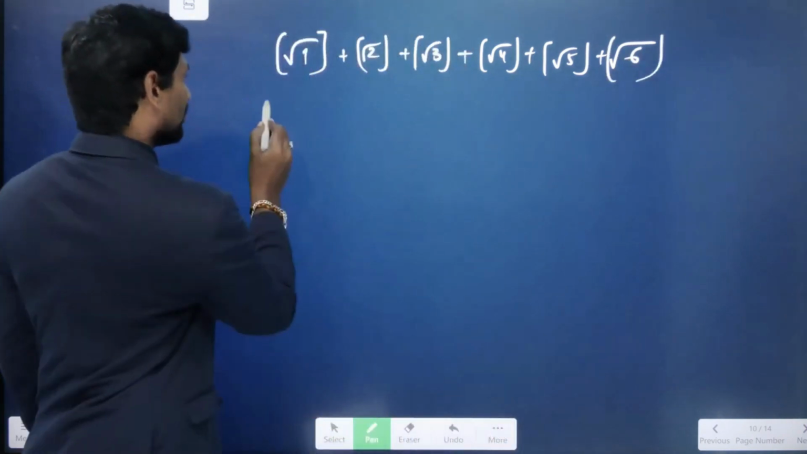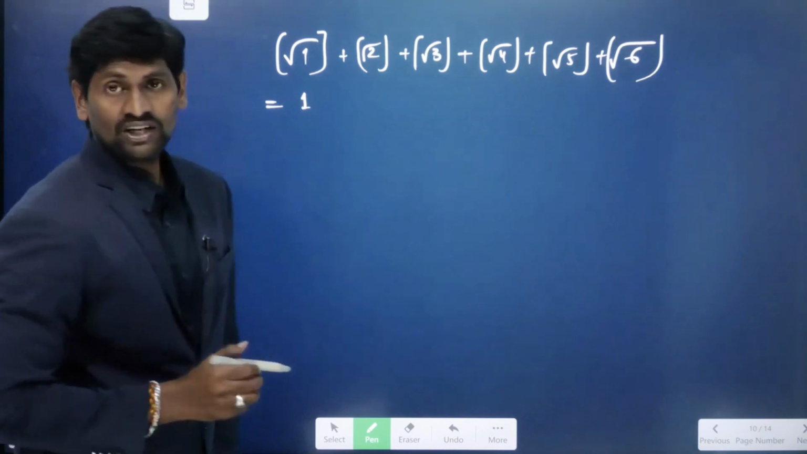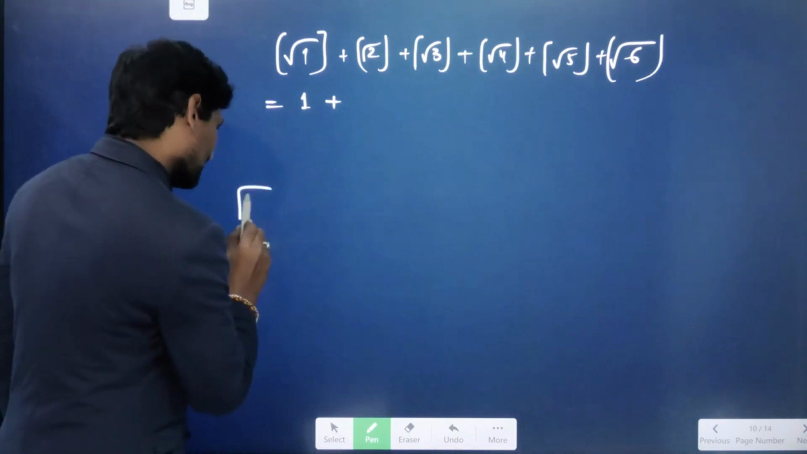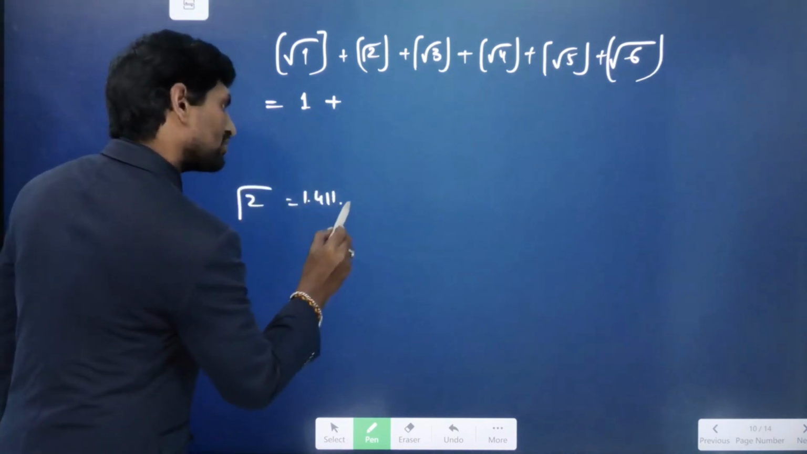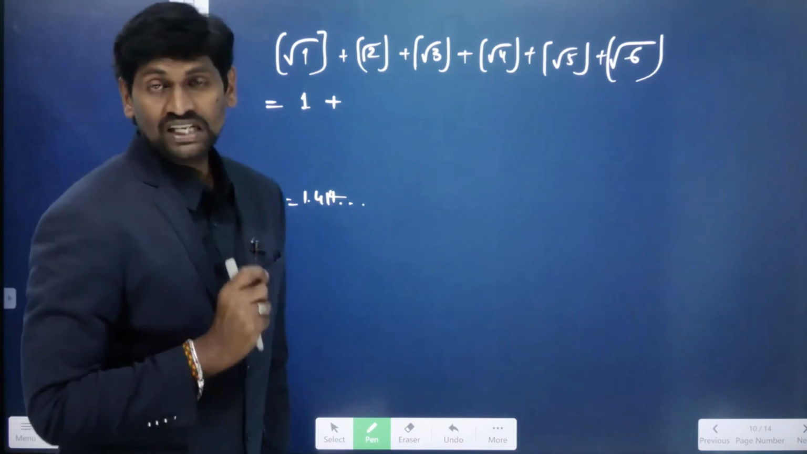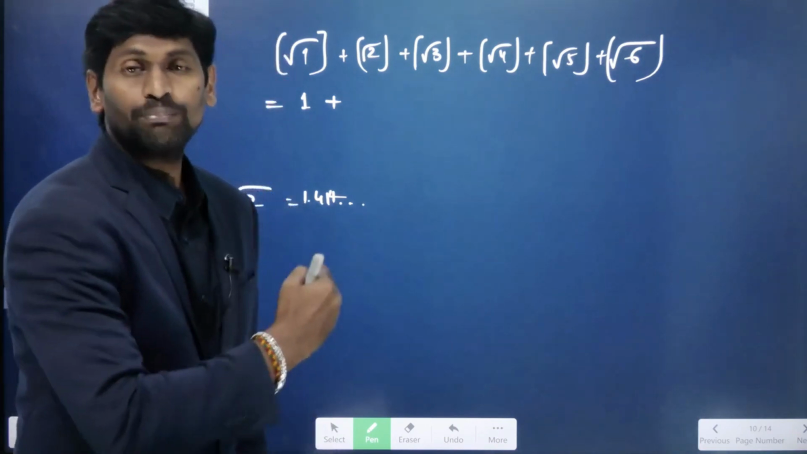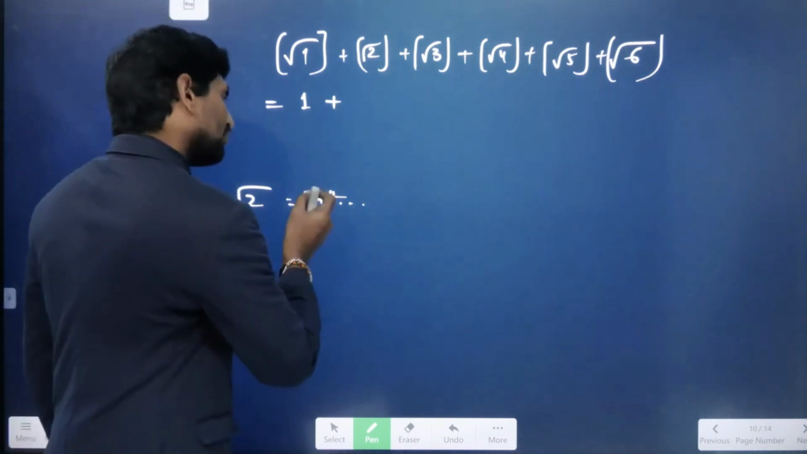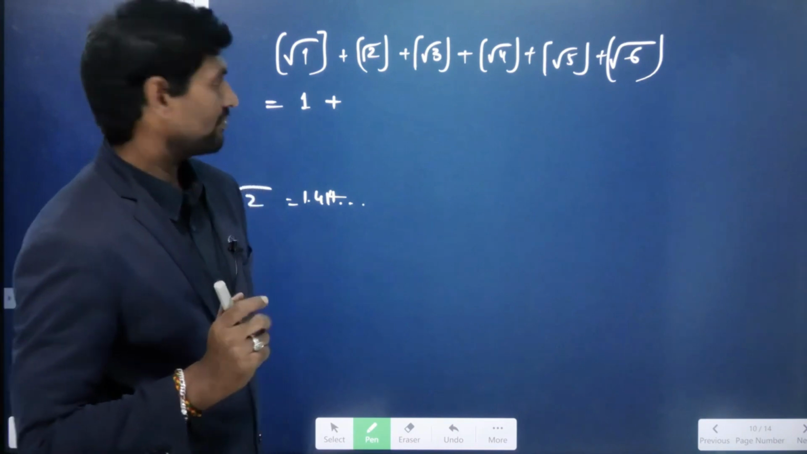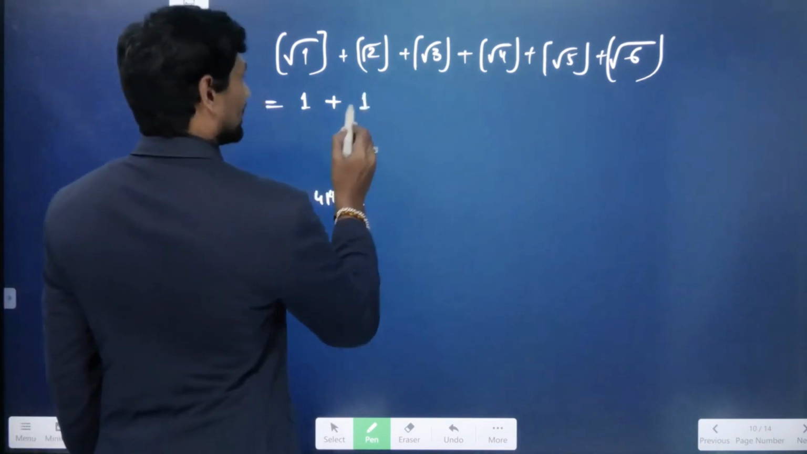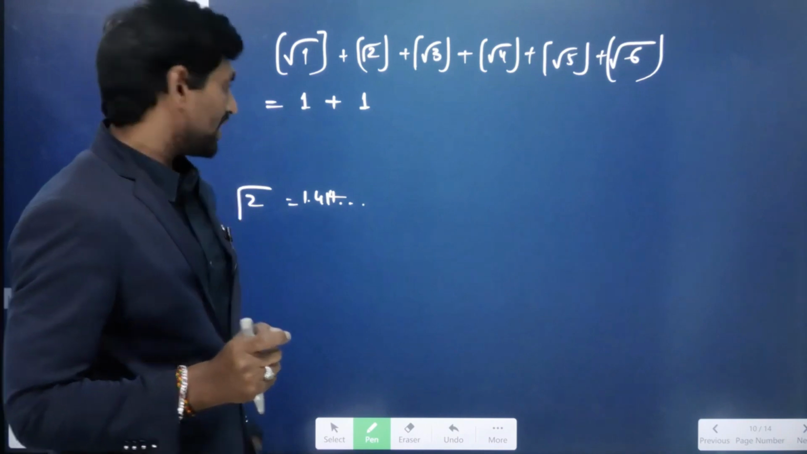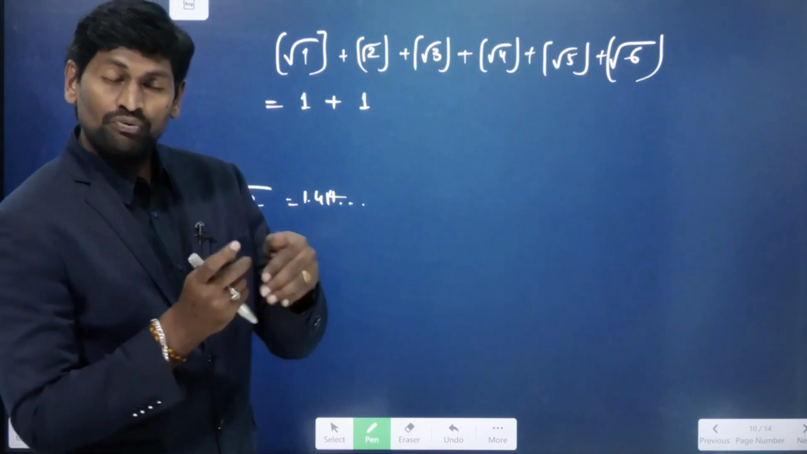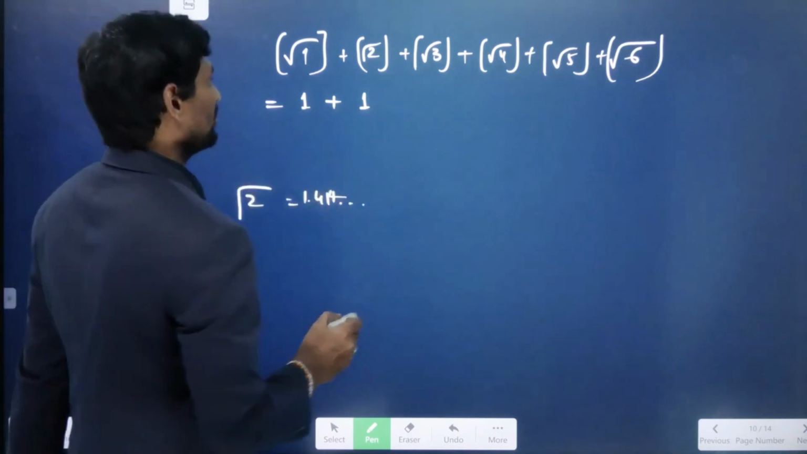So root 1 is equal to 1. So the greatest integer of 1 is 1 itself. Root 2 value is nearly 1.414 and so on. That means root 2 is an irrational number, a non-terminating decimal. So 1.414 and so on, it will go like that. So the greatest integer function value is 1, because 1.414 lies between 1 and 2. So according to the greatest integer value, we need to choose 1. So that's why this value is 1.